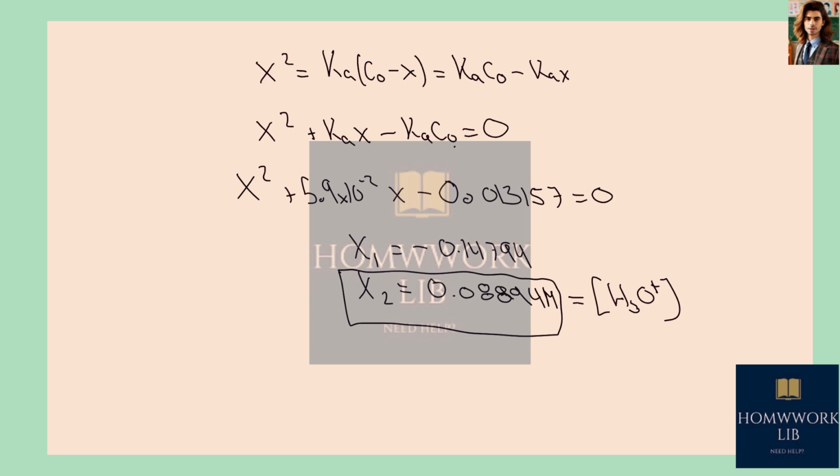That means that our pH will be equal to minus the logarithm of 0.08894, which is a pH of 1.051. And that will be all.